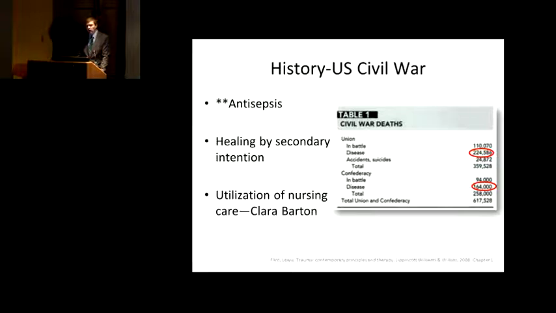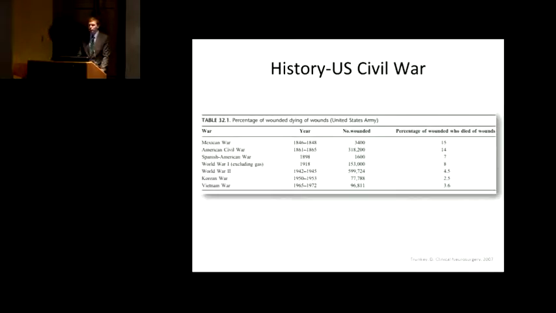They also would popularize healing by secondary intention, and this is when they started to utilize nursing care more actively in the care of the trauma patient. This was done by Clara Barton, and this was an extension of the work done by Florence Nightingale in the Crimean War. Here you can see that people who died of wounds would improve throughout the course of time from the American Civil War all the way through Vietnam, and we had a very high impact through the use of antisepsis techniques.